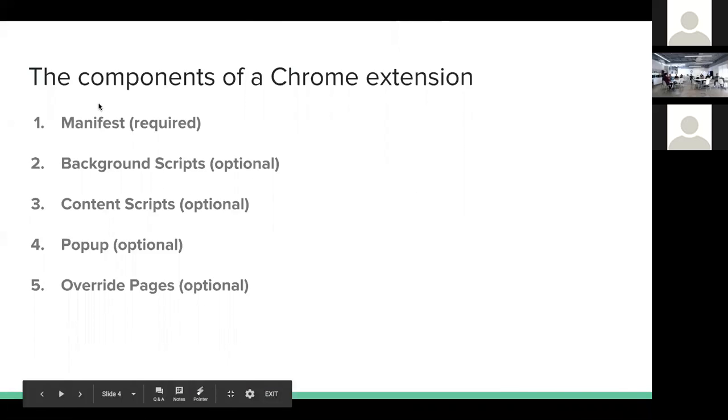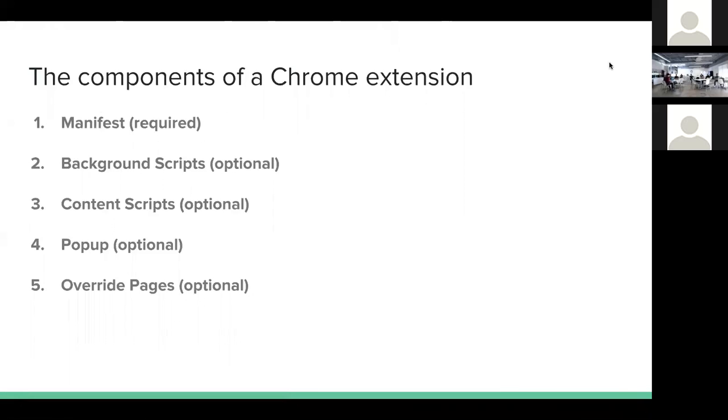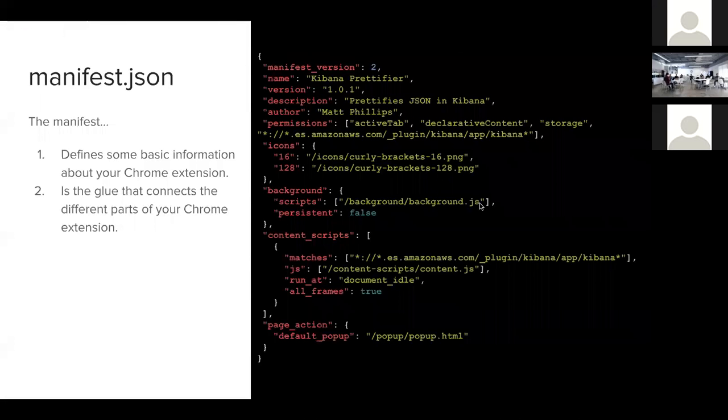So you have the manifest, which is the only required part of a Chrome extension, background scripts, content scripts, pop-up, and override pages. Now the manifest.json serves two purposes. The first is it has the basic information about the Chrome extension. At the top here, we have the manifest version, which is saying what version of their syntax we are using. Then we have the name, the version, and I think that might actually be all that's required.